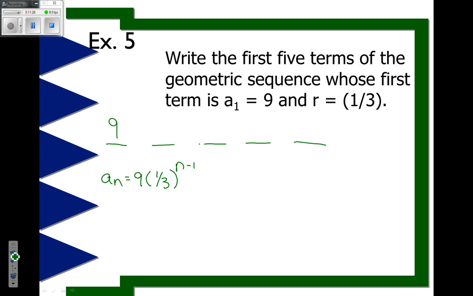What's another name for that number? It's not the variable. What are these called? Yes, but I'm looking for another name. Terms. So n represents the term you're looking for. So if I'm looking for my second term, what do I put in for n? 2.